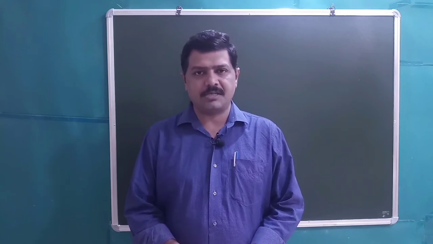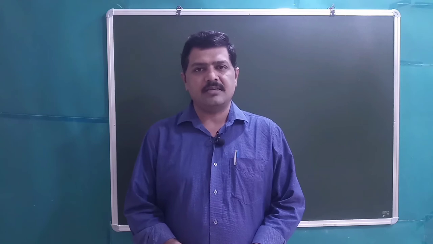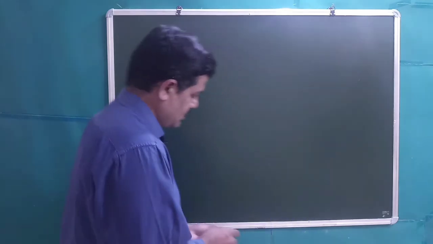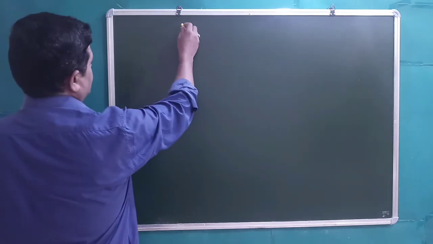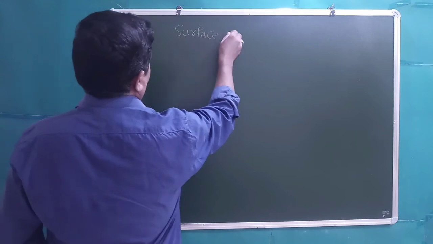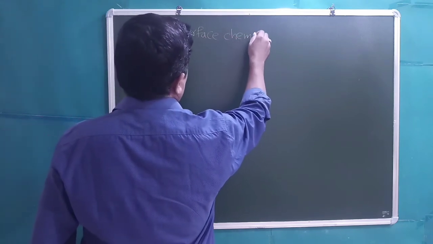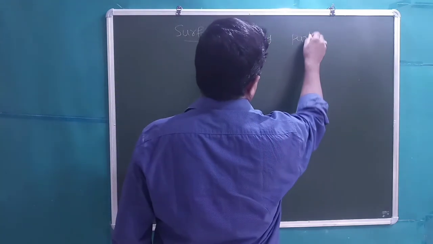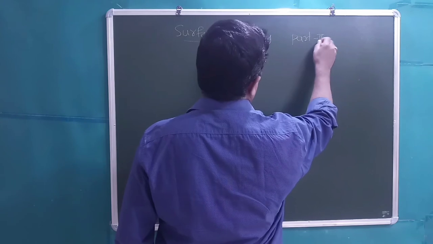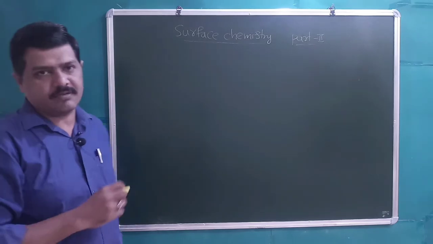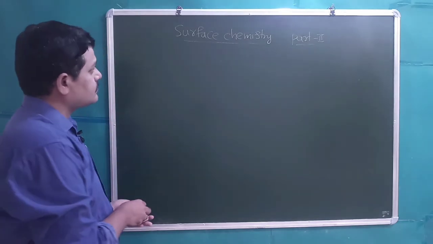Surface chemistry is a branch of chemistry which deals with the study of surfaces and the molecular species which are retained on the surfaces. This is the second part of the surface chemistry, students. This is part 2. Part 1 video also I will do it later. When chemical kinetics is completed, later I will start surface chemistry.